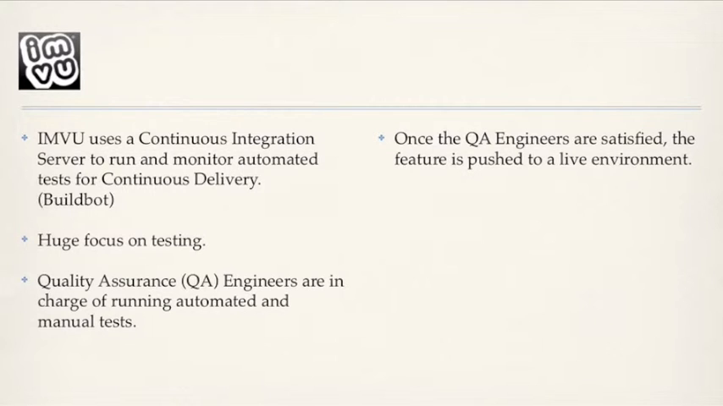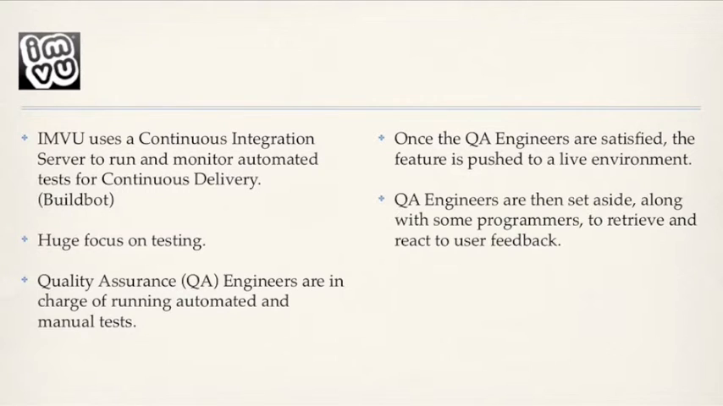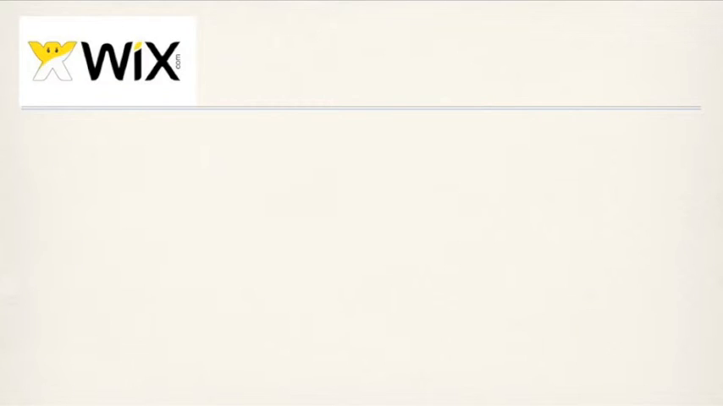Once the engineers are satisfied, the features then push to a live environment. Once their quality assurance engineers push it to a live environment, they actually set aside a team of quality assurance engineers along with a few programmers that are only looking for feedback. So once it's on a live environment, they basically sit back and wait for feedback, and they dig and search, and they have an entire system set up for how to get user feedback. And then once they get user feedback, they then will correct those and start the process all over again.